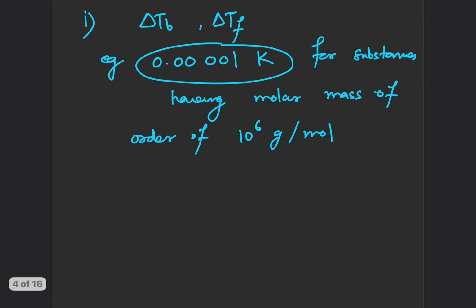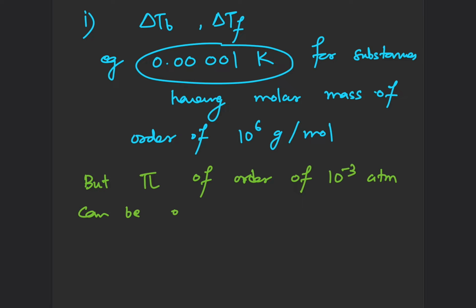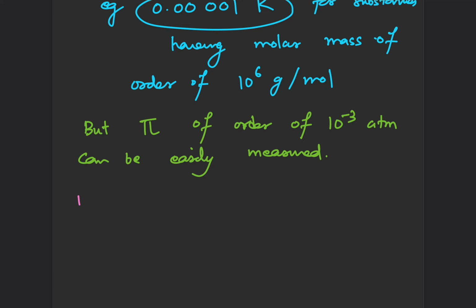But osmotic pressure of order of 10 power minus 3 atm can be easily measured. The second reason is that the elevation in boiling point method for biomolecules like proteins is not suitable because these molecules are not stable at high temperature. If you remember, whenever you have to calculate elevation in boiling point, we have to reach their boiling point, and macromolecules are not stable at high temperature.